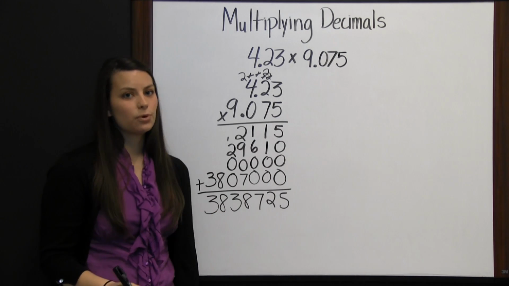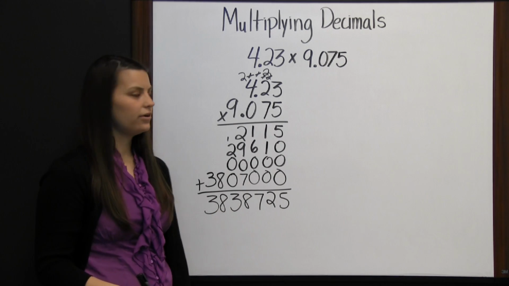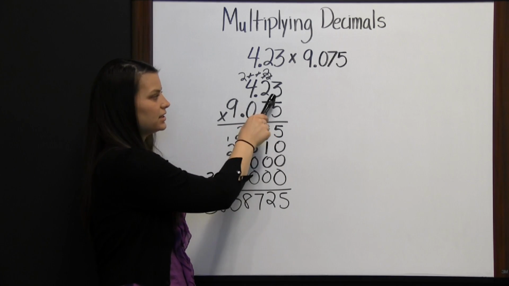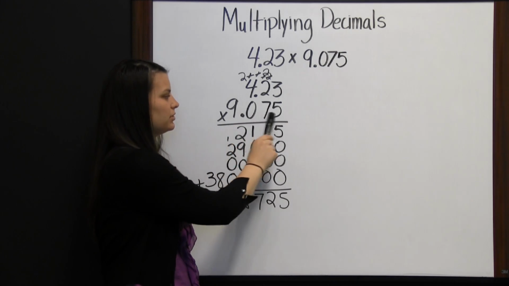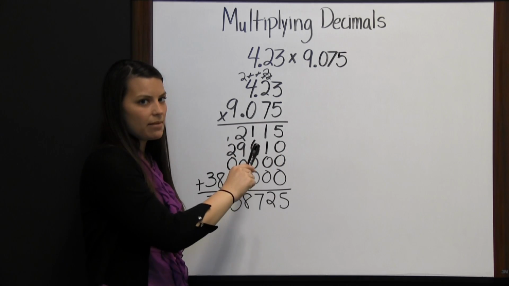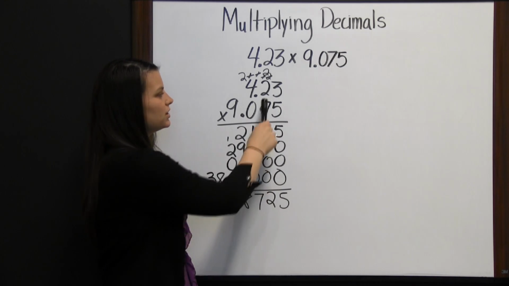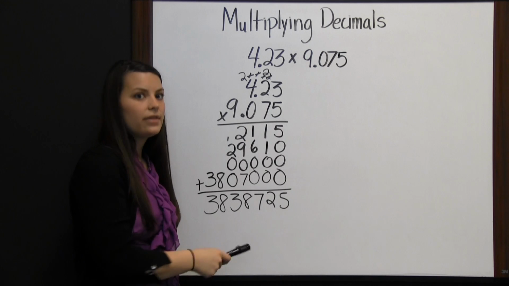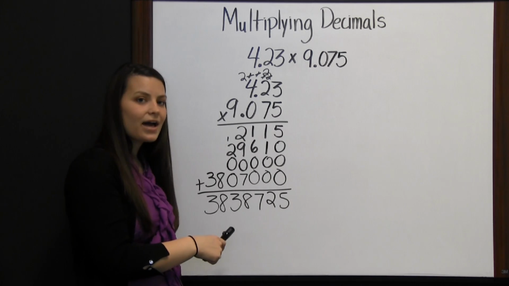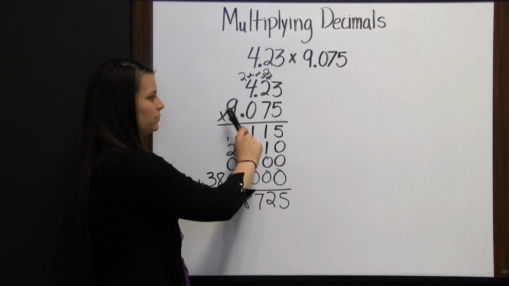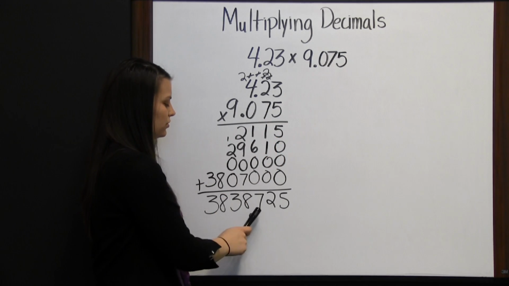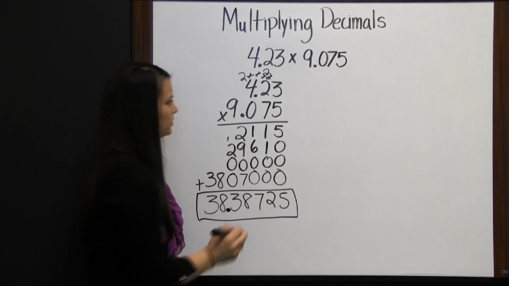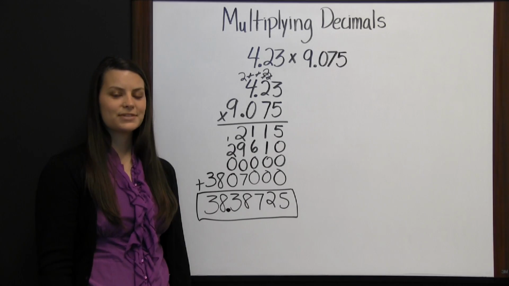To determine where the decimal point goes when you've multiplied your decimals together, we're going to take how many numbers there were behind our decimal in our first number and how many numbers there were behind our decimal in our second number and add those together. So since we had 2 numbers behind the decimal here and 3 numbers behind the decimal here, then our result will have 5 numbers behind the decimal. 2 plus 3 is 5. 1, 2, 3, 4, 5. So this is the result of multiplying my 2 decimals together.